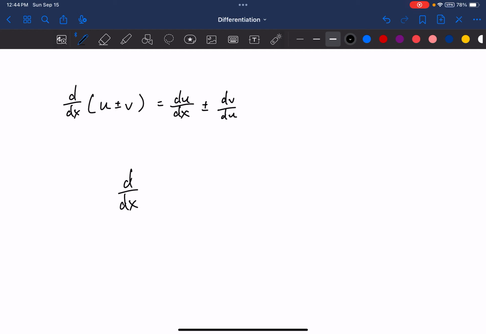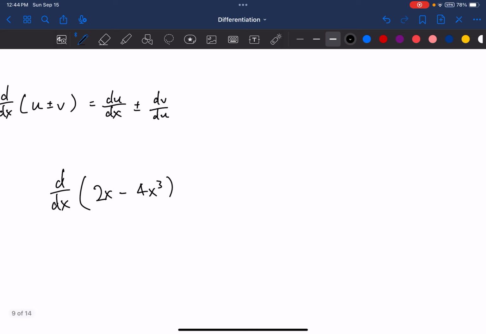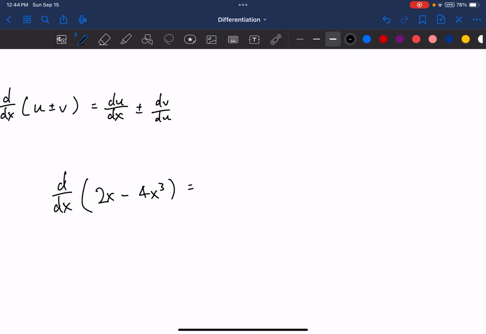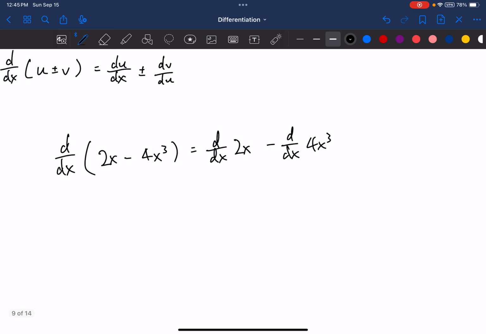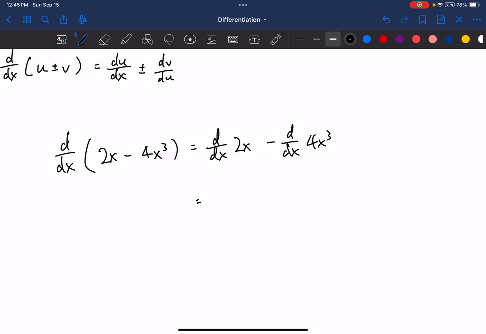Yeah, it's pretty self-explanatory. So let's say I have 2x minus 4x to the third power. Yes, something like this, right? And then I will just put this in, and this will be d/dx 2x minus d/dx 4x cubed. Okay, so I will do this a bit slower because this is the first question we're doing.